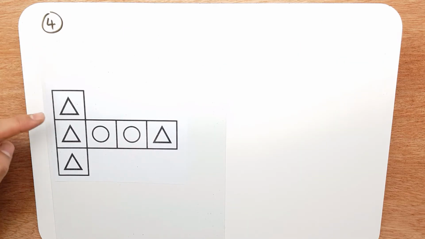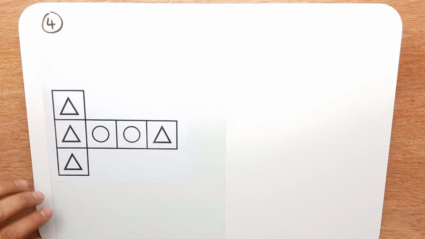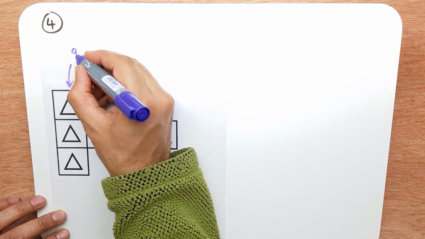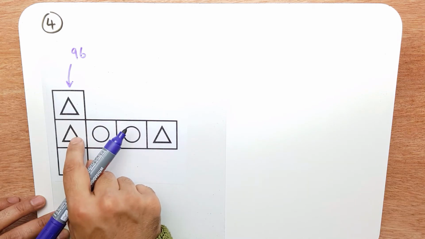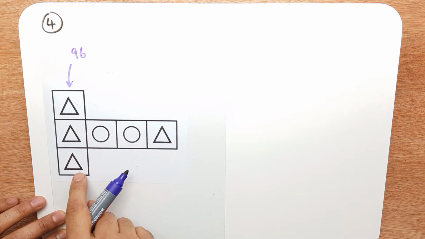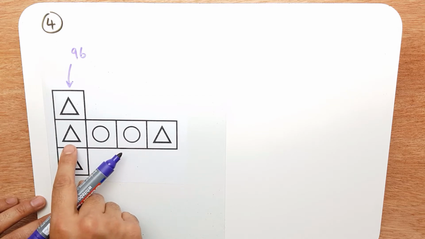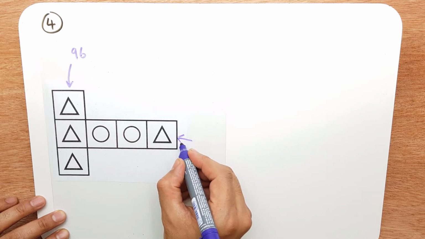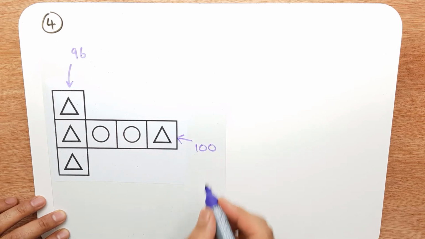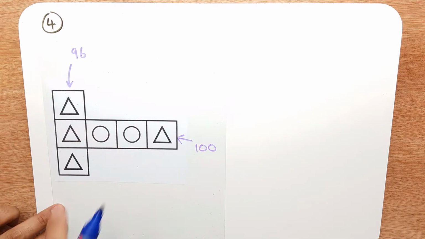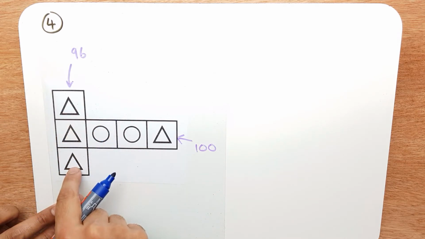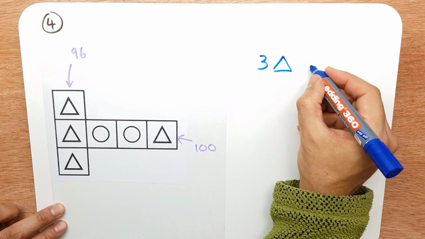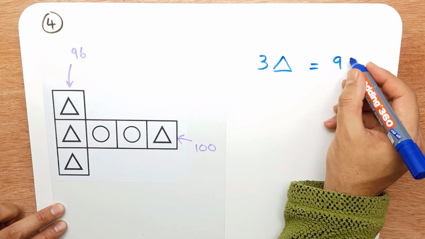In question 4, we're given these 3 shapes and we're told that the total here is 96 and each shape is the same number or the same value. Then we're given these 4 shapes and told that they together add up to 100. The best way to do this is, because these three shapes are all the same, we can say 3 triangles equal 96.